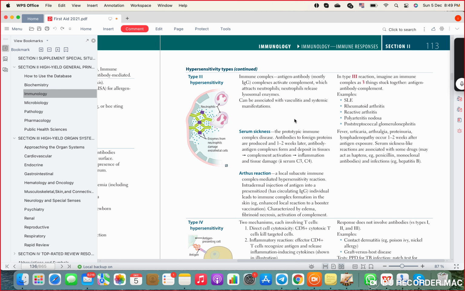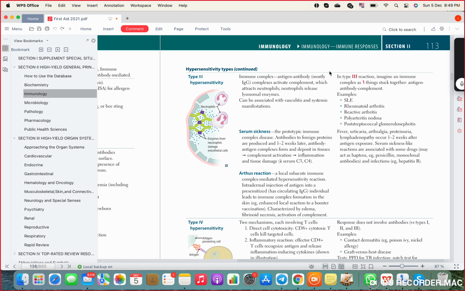Yep. Which one is systemic? Which one is regional? Systemic is serum sickness because it has arthralgias also. It affects all of the body. But in Arthus reaction, it's only at the place of the injection. So it's a localized form of reaction, not all over the body. This helps you to differentiate between the two. You don't have to worry too much about all of this process, just the location.